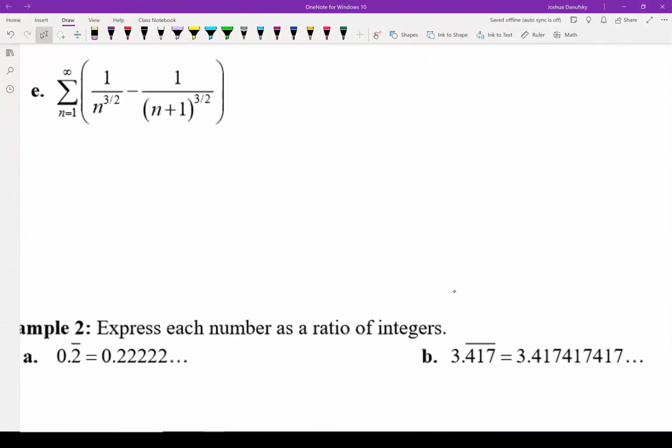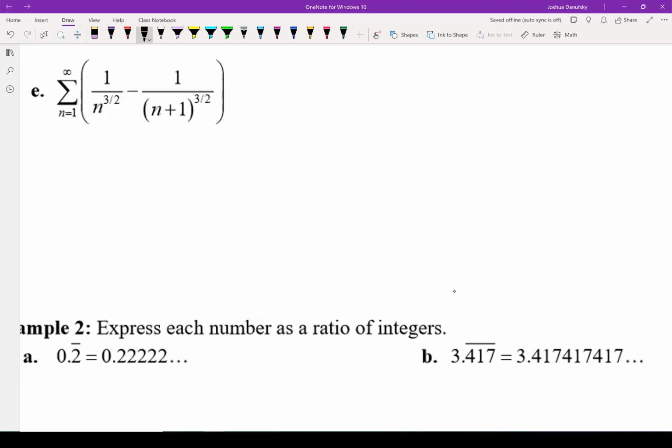Part E, the sum n equals 1 to infinity of the quantity 1 over n to the 3 halves minus 1 over n plus 1 to the 3 halves. Here you could do a quick test for divergence in your head. Take the limit of each of these fractions as n goes to infinity and we'll get 0. So the test for divergence is inconclusive. Also, we're not going to be able to rewrite this as a geometric series. So we're going to have to try something else.